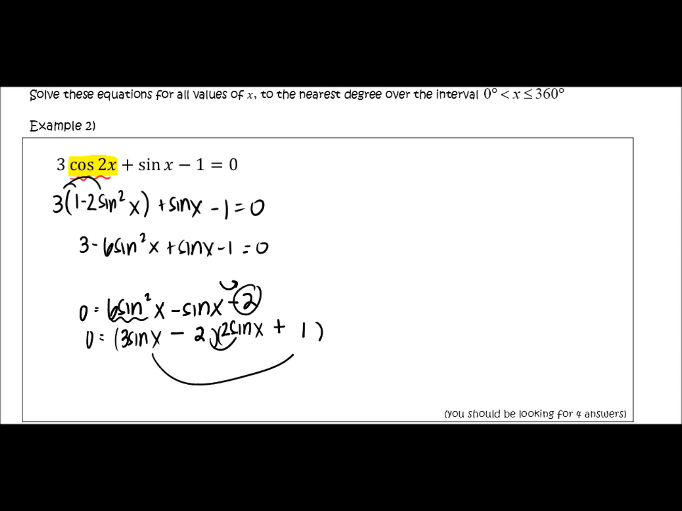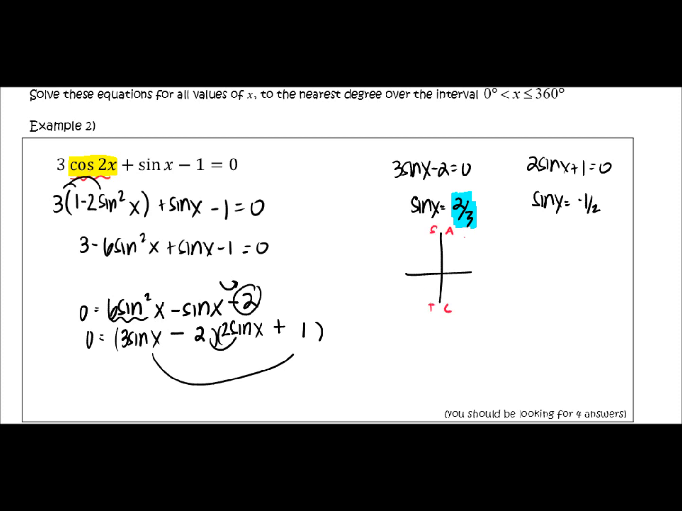At this point, we know what to do. Each of these gets set equal to 0. So 3 sine minus 2 equals 0, and 2 sine plus 1 equals 0. Solving each of these for sine x, we see that sine is 2/3 and sine is negative 1/2. You guys know that this 2/3 is going to give you 2 answers because it's a positive number. And we know 2 places where sine is positive. According to All Students Take Calculus, sine is positive in quadrants 1 and 2.